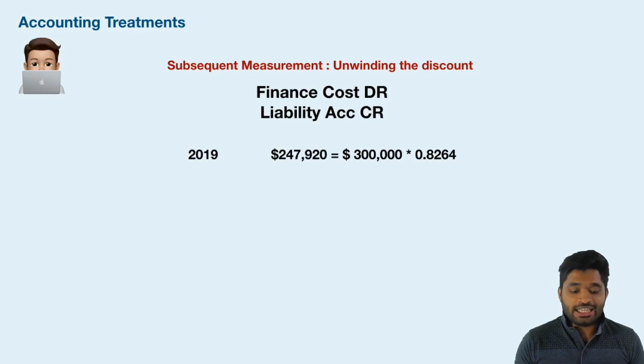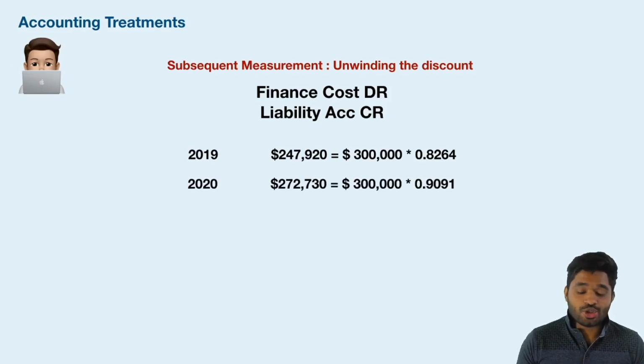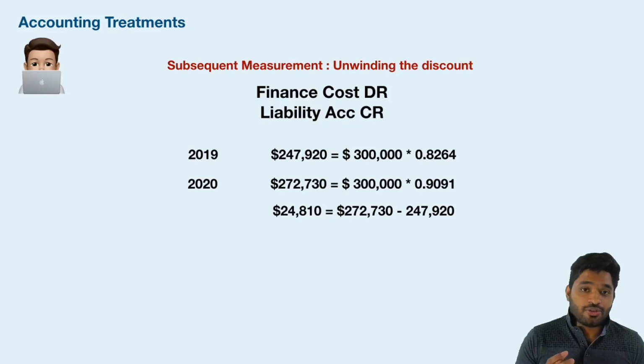Now in 2019, we had a present value of 247,920. We're going to calculate the present value as at 2020. Right now we are going to use 1 year's discount factor at 10% because 1 year has already passed. So now the present value of the future cash flows is 272,730. So you see there is a change in this provision.